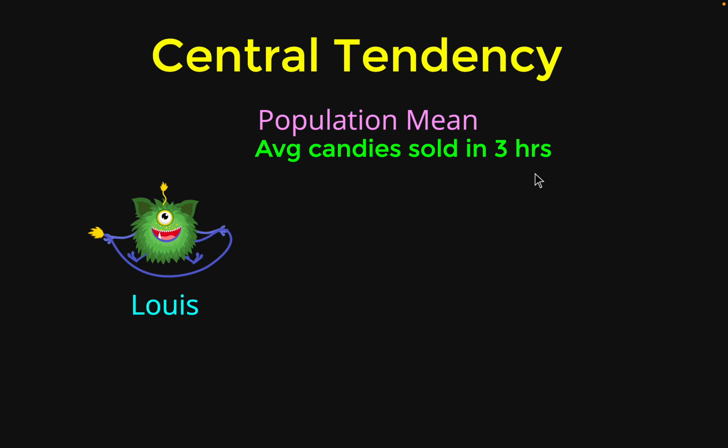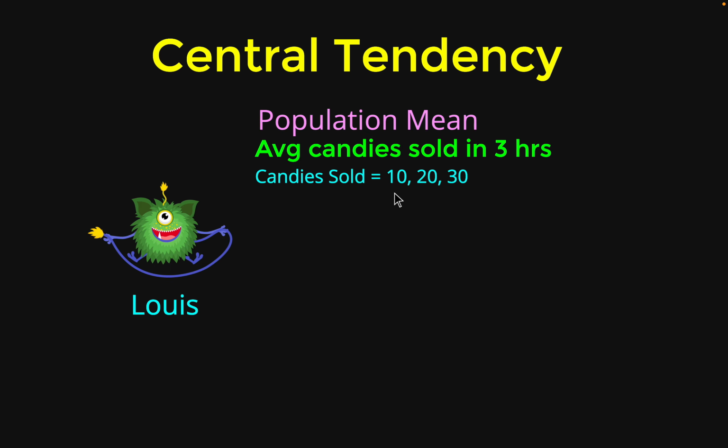Now Louis owns a candies store in Toronto and Louis wants to calculate the average number of candies sold in 3 hours. Now what kind of data would this be? Would this be a population data or would this be a sample data? The answer is this is going to be a population data because our scope is just limited to 3 hours. And since this is a population data, we would be calculating the population mean.